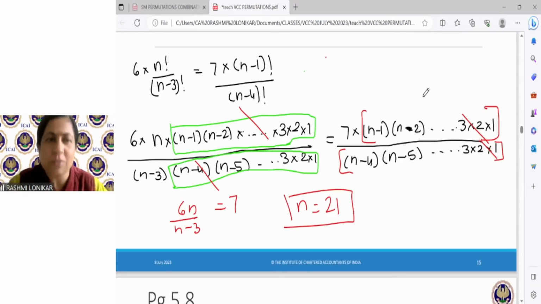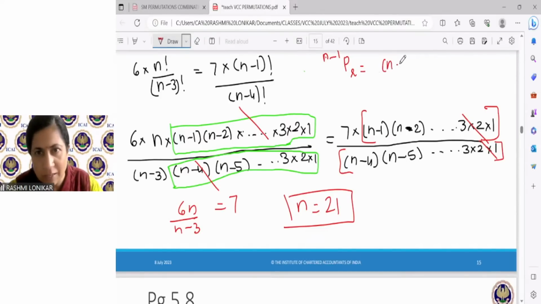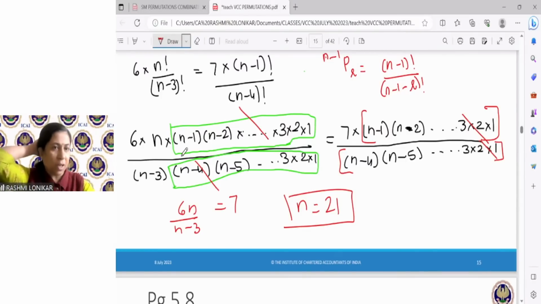This formula you have understood? Okay, simple. Because I have 6 into n factorial upon n minus 3 factorial and 7 into n minus 1 upon n minus 4 factorial. Here we are using n minus 1 PR will be equal to n minus 1 factorial upon n minus 1 minus r factorial. Okay, so this np3 I have written like this, and n minus 1 p3.